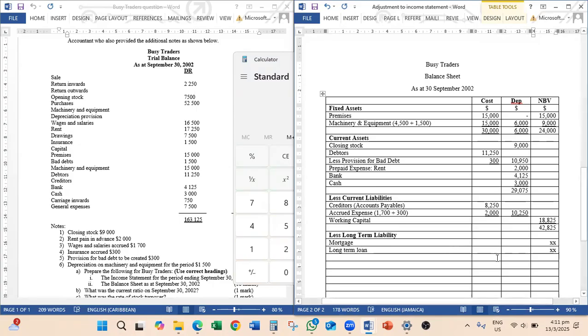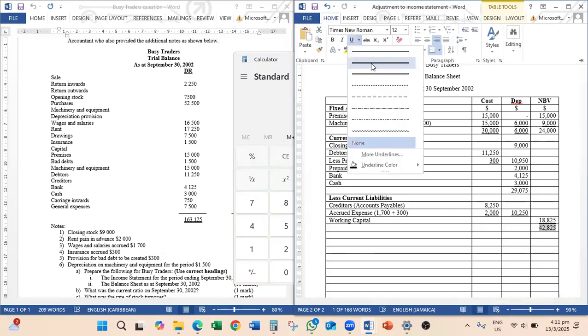Put the figure there, then you have the first double line figure right there. But we don't have any long-term liability, so it's not going to be there. I'm going to delete that, and delete that. So now what you would do, you would double line this figure, because that is our first double line figure.